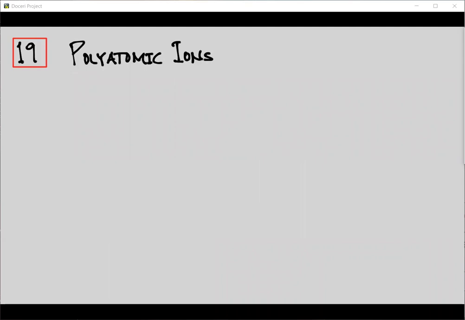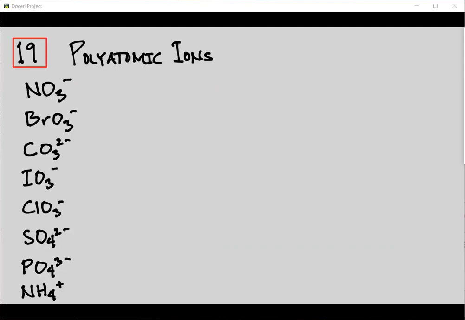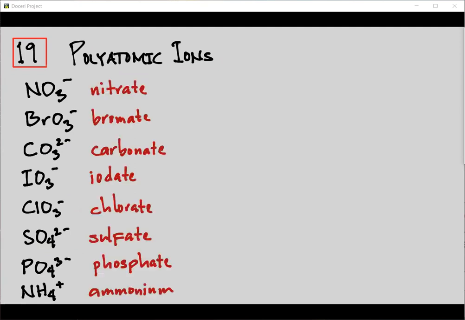All right, and for concept number 19, make sure that you're familiar with these polyatomic ions, that you're able to recognize them. So I've listed 8 different ones here, the chemical formulas, and also their names. The first ones we have are nitrate, bromate, carbonate, and then we have iodate, chlorate, sulfate, phosphate, and ammonium.